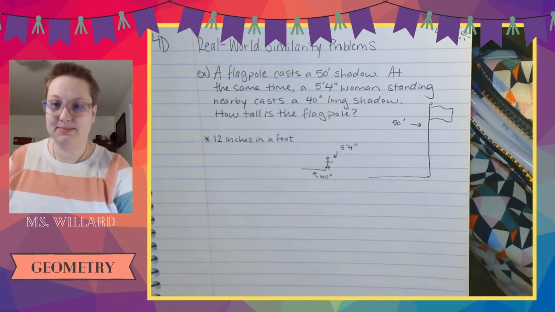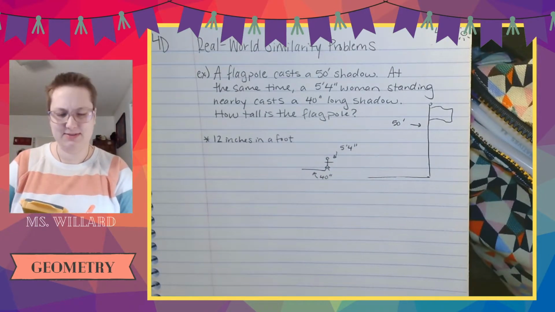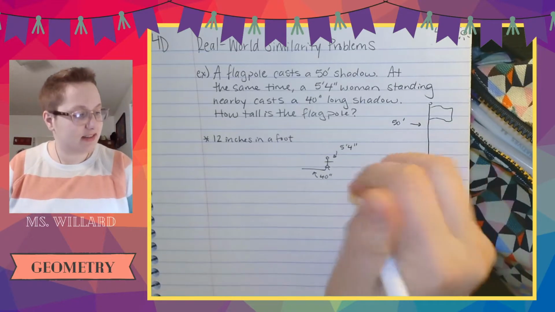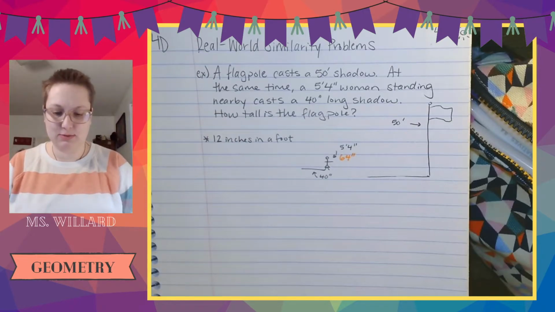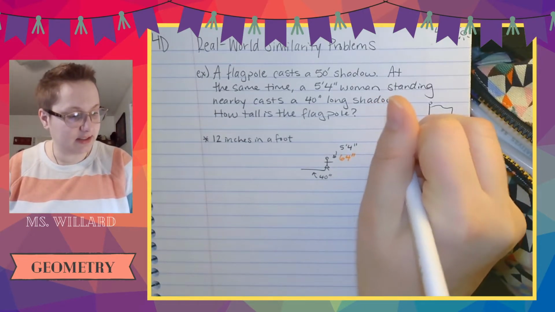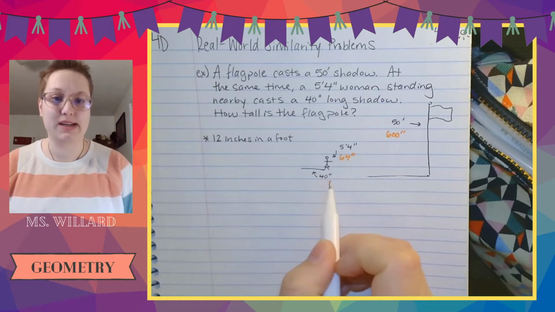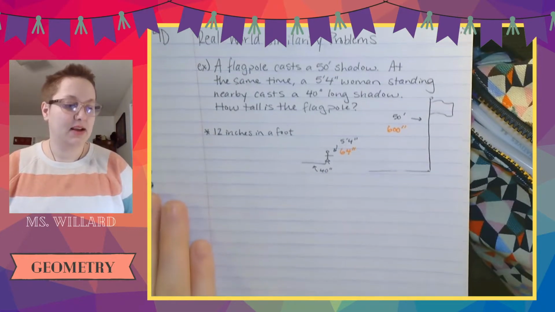So hold on a second. I lost my calculator. Okay, so 5 times 12 is 60. So this is 64 inches. And then 50 times 12 would be 600. So this is 600 inches. And this is still 40 inches. It's already in inches.